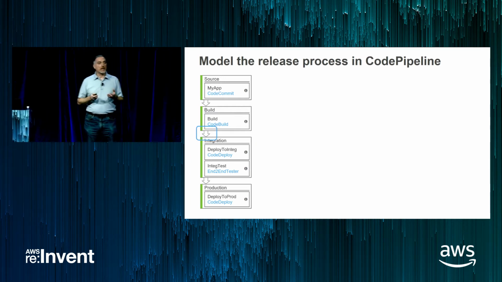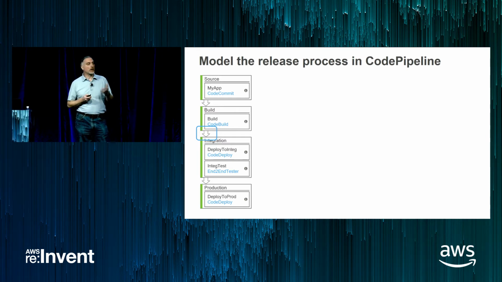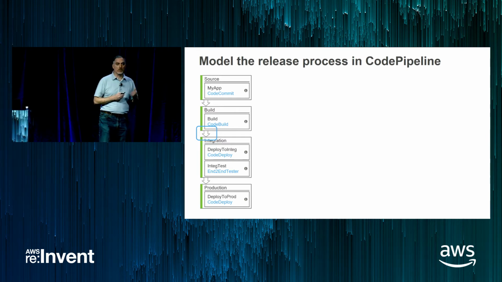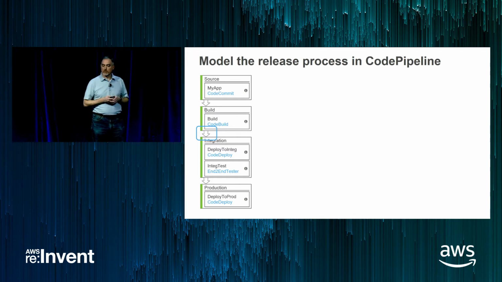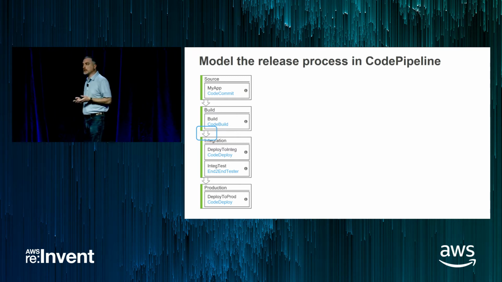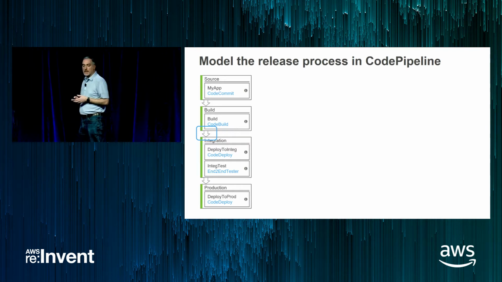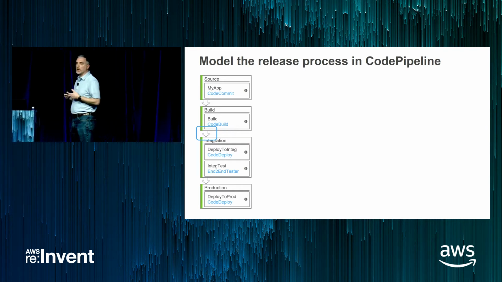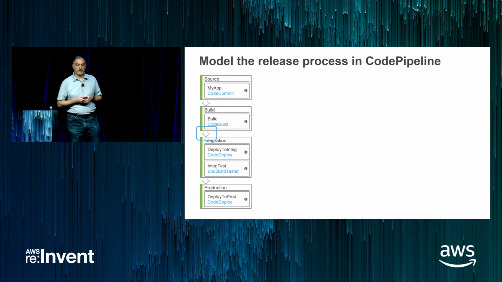Stages can then be connected by transitions. And in our console, we represent these by an arrow between each stage. Transitions can be enabled or disabled. And when you disable a transition, that's how you can prevent changes from being promoted into production.